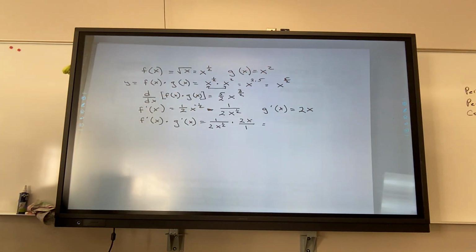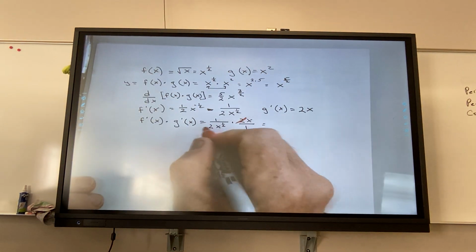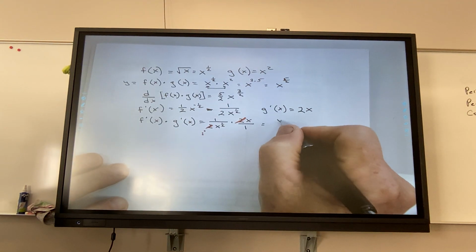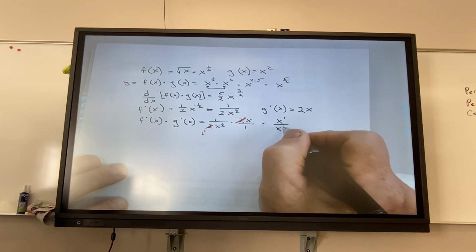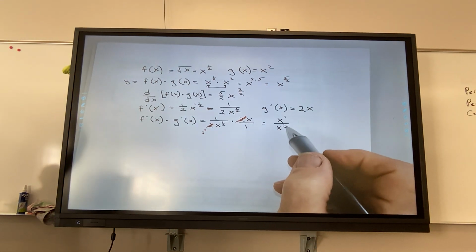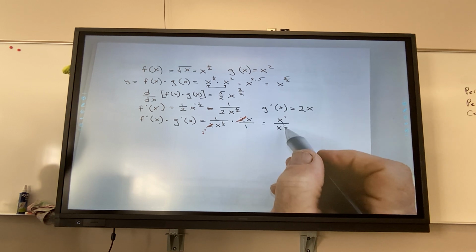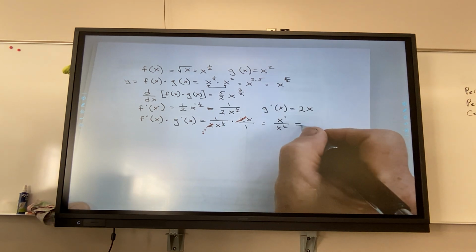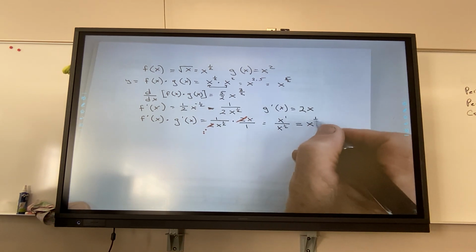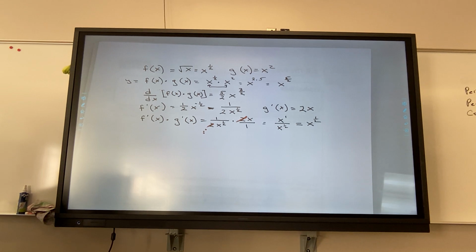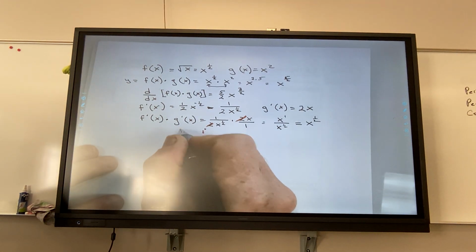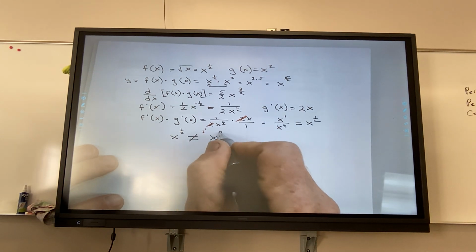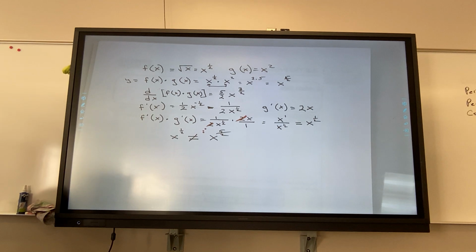and I would get, well, I can bring out a red pen, this is kind of exciting. x to the 1st over x to the 1/2. Again, going way, way, way back in time, bases are the same. I'm now dividing, I subtract the exponents, correct? And 1 minus 1/2 is 1/2. And x to the 1/2 does not equal x to the 5/2. They are not the same, are they?